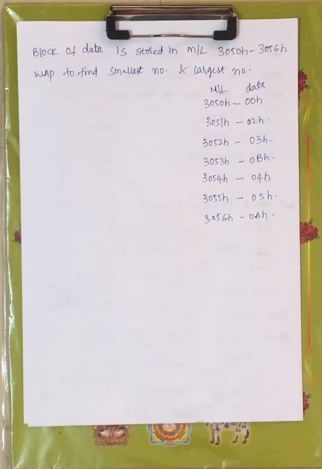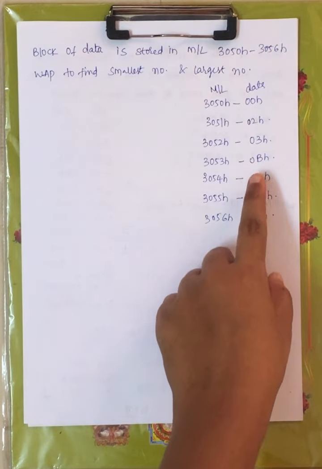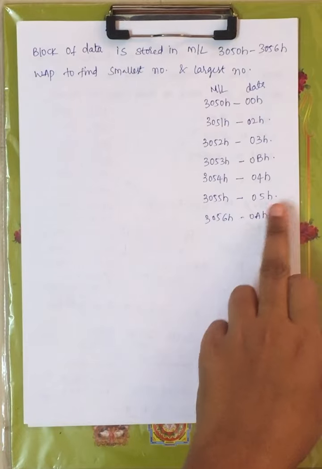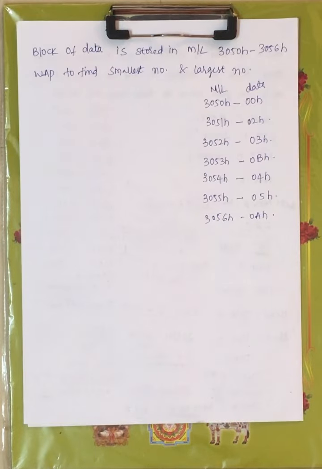This is the memory location starting from 3050h to 3056h, and it is storing the data 00, 02, 03, 0b. B indicates 11 in decimal. Then 04h, 05h and 0ah. Among this block of data, we have to find the largest number and the smallest number, using the comparison instruction.